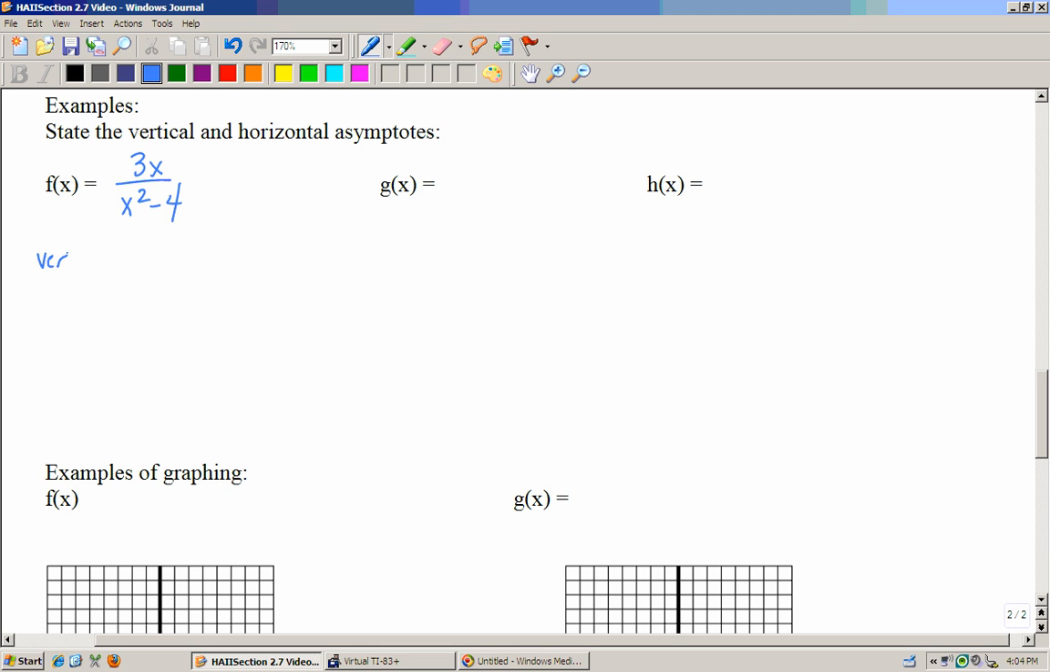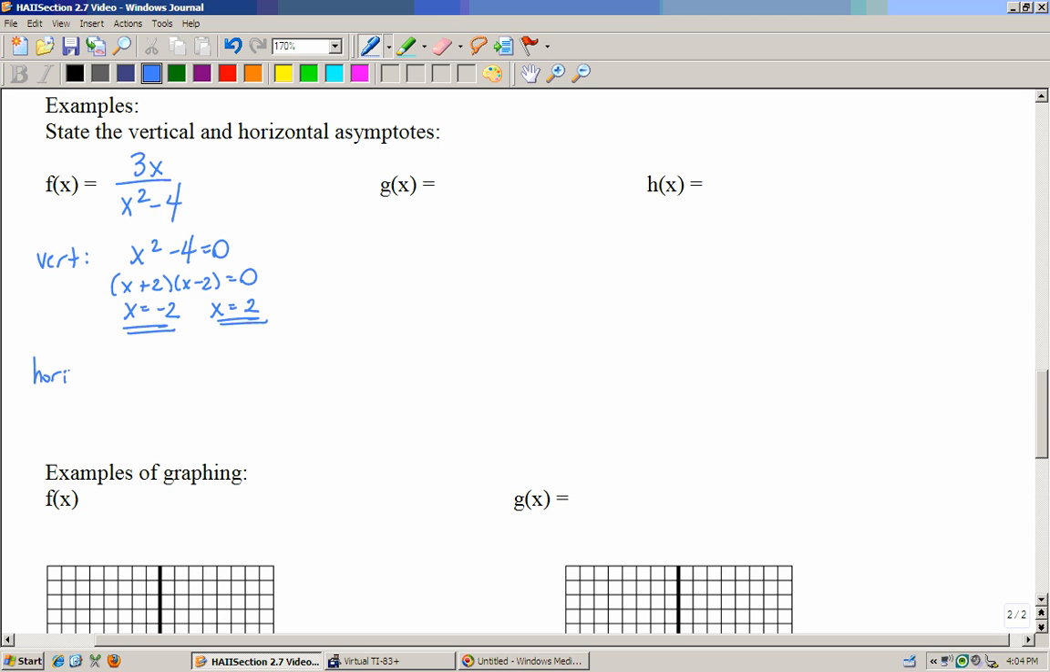So if we're trying to find vertical asymptotes, we don't want to have the denominator equal to 0. So let's find out when it is equal to 0. Set the denominator equal to 0 and solve. That's a factoring problem. This is a difference of two squares. So when you set each one of those factors equal to 0, you get x equals negative 2 and x equals positive 2 are the two places where you have vertical lines that the graph will approach.